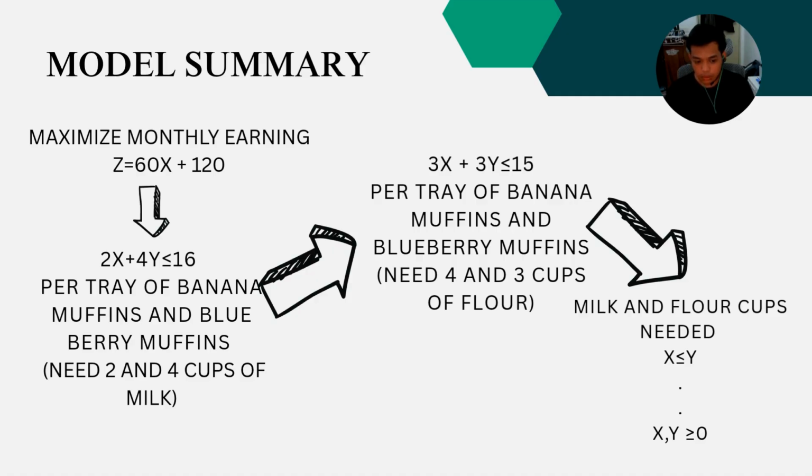Another condition we include is x less than or equal to y. This might be a business decision to ensure we always bake more or equal trays of blueberry muffin compared to banana muffin. And, of course, in any real world situation, x and y must be greater than or equal to 0. This simply means we cannot produce negative trays of muffin.